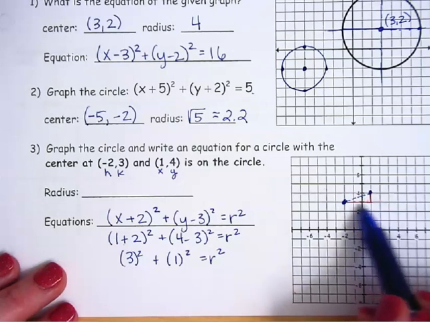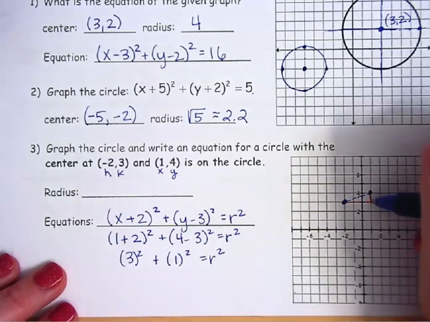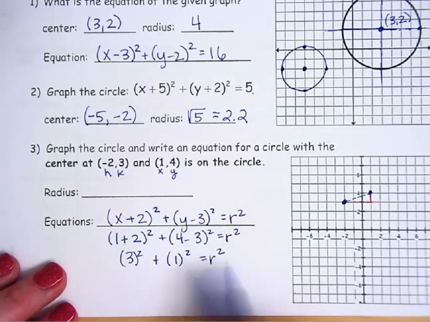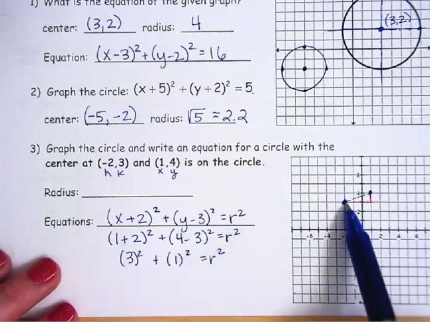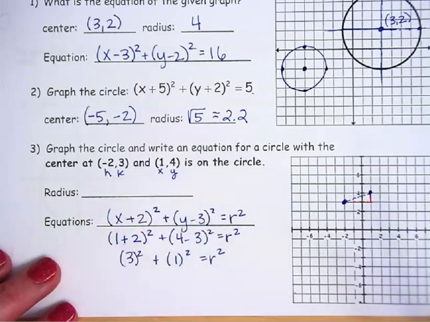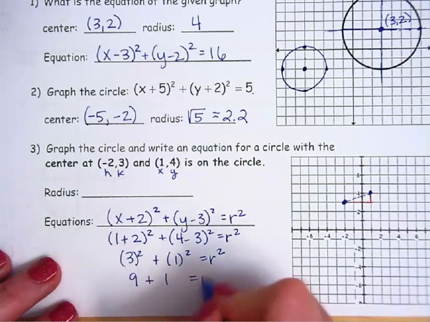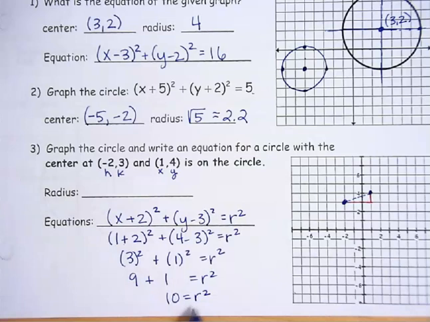Because if you look at this length right here, 1, 2, 3, I would square that. This vertical length is 1, I would square that, and then set it equal to the hypotenuse squared and then solve. So whether you saw this as a triangle to solve, or you just saw this as an equation to solve, you'd end up doing the same math. Okay, so 10 equals r squared.